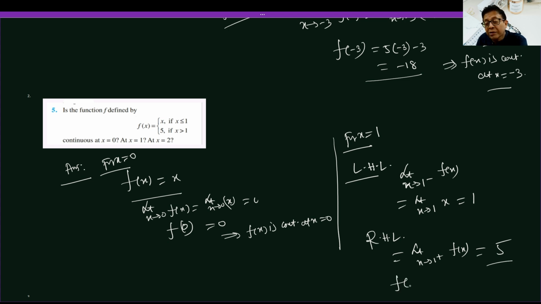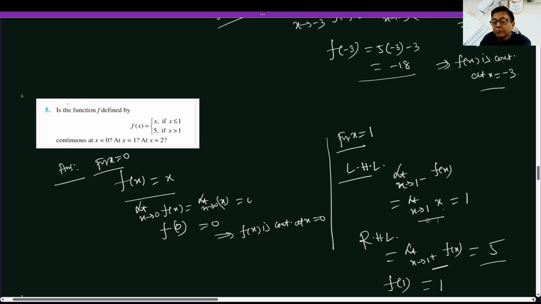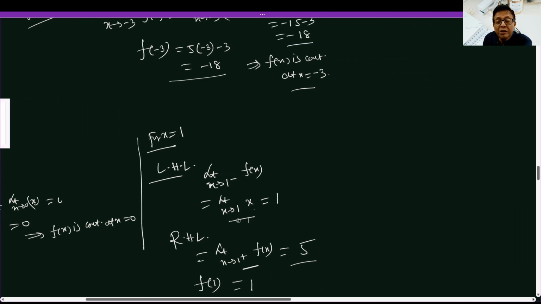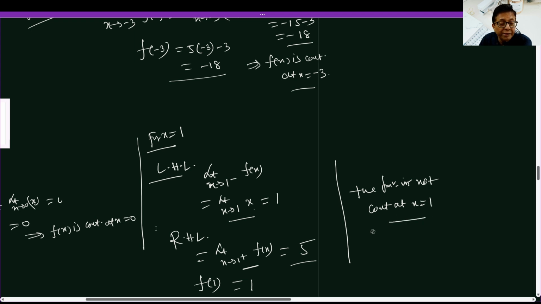And what about f(1)? For x less than or equal to 1, you'll be taking that part. So f(1) is found by putting x equal to 1 over there. So what do you observe? The left hand limit is not equal to the right hand limit. Although the left hand limit is equal to the functional value, you must check whether all three are equal or not. So what will be your comment here? The function is not continuous at x equal to 1. Clear?